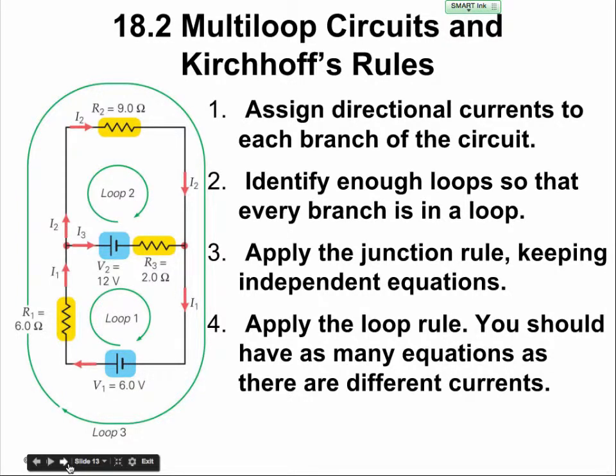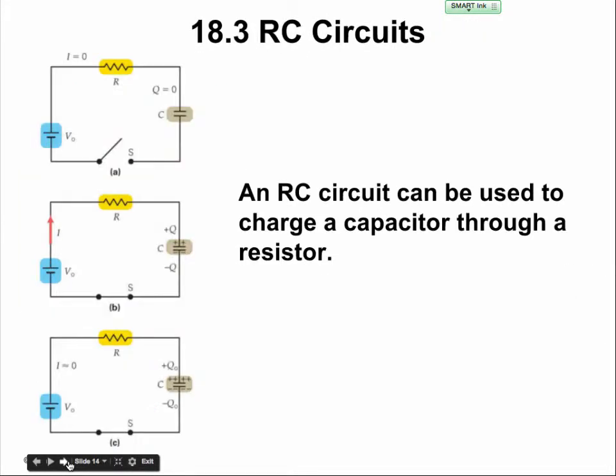So when we talk about multi-loop circuits and Kirchhoff's rules, we first assign directional currents to each branch of the circuit. We identify enough loops so that every branch is in a loop. Third, we apply the junction rule, keeping independent equations, and then we apply the loop rule. And you should have as many equations as there are different circuits. So we'll take a look at that in our homework.